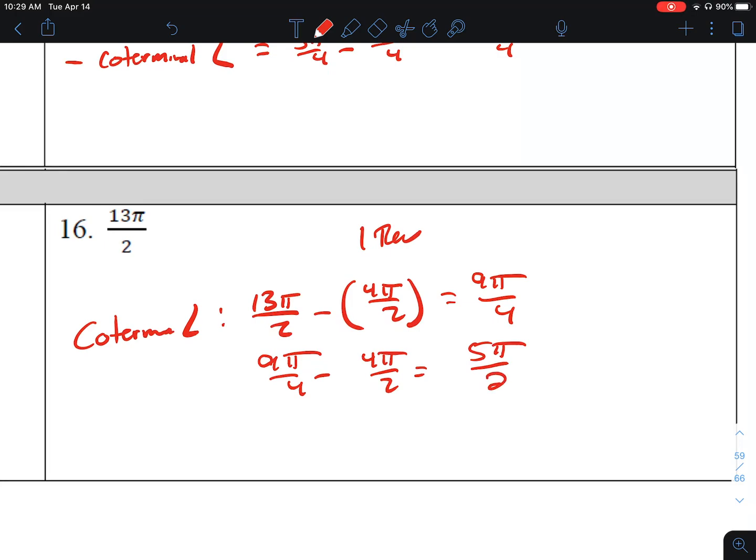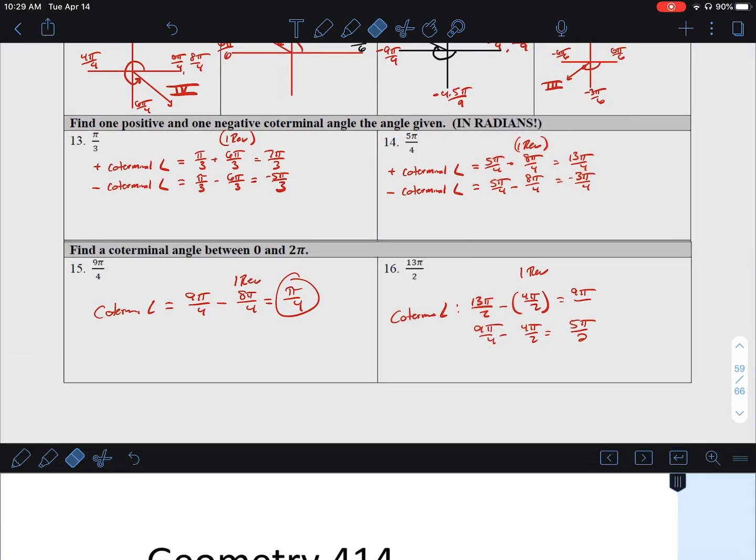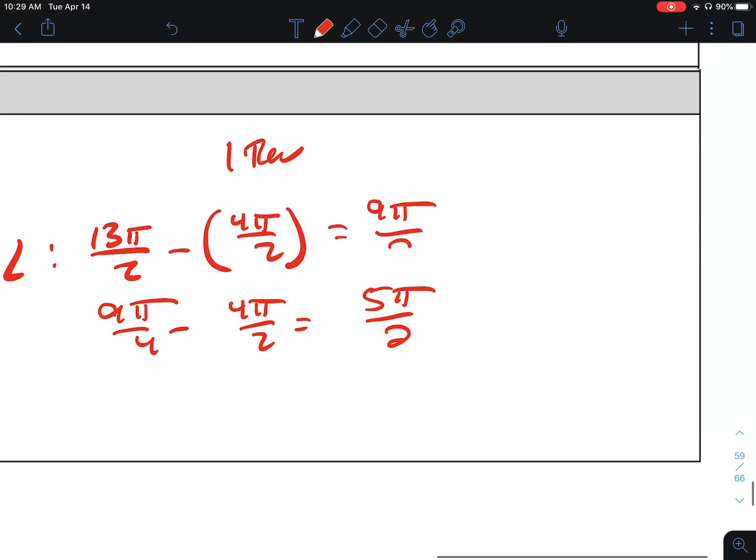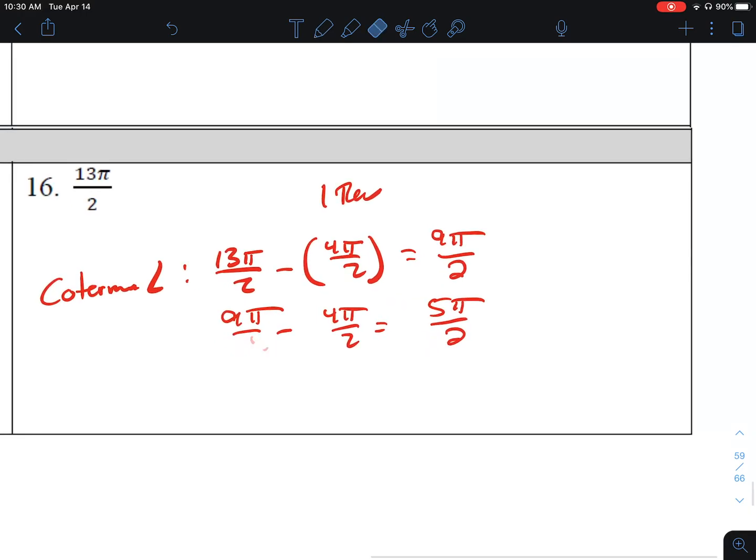I'm sorry, I made a mistake up here. When you subtract fractions, the bottom number should not change. A thousand pardons. Really sorry about that. This also is not between 0 and 2 pi because 5 divided by 2 is bigger than 2. So if we take this and subtract another revolution from this, we're going to get pi over 2.